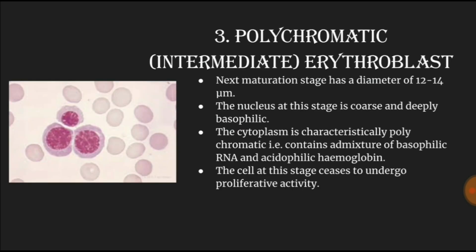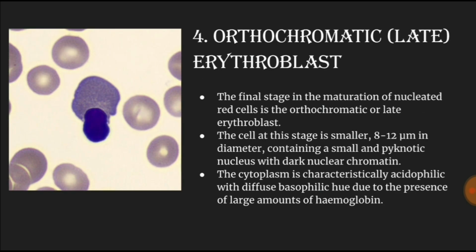Moving to the polychromatic erythroblast, which is the third stage of the maturation of RBC. So it is 12 to 14 micrometer, and the nucleus is coarse and deeply basophilic. The cytoplasm is polychromatic, and it has a mixture of basophilic RNA as well as acidophilic hemoglobin, and this stage is also at the stage of proliferation. Proliferation is conversion or getting matured.